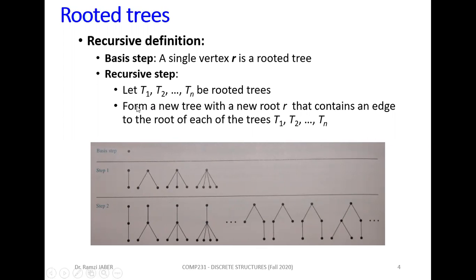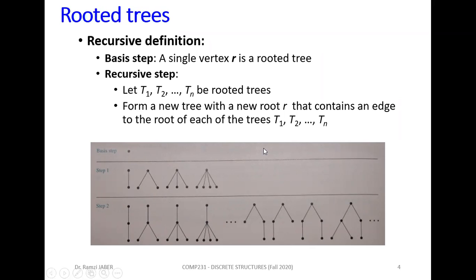Okay, so form a new tree with a new root that contains an edge to the root of each of the trees T1, T2, T3. We have T1, T2, T3. Also in step 2, the same. We have here a root, another root, T1; a root, another root, T1, T2; a root, another root, T1, T2, T3, and so on. Okay? Root, T1 here, another root, T2.